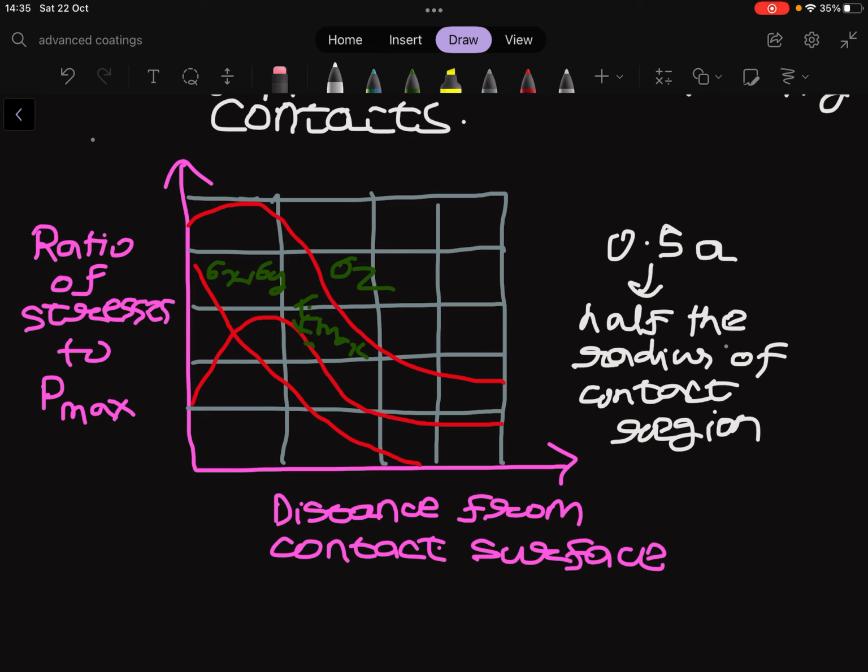The situation is different if we consider conformal contacts. For example, as we said, a piston moving inside a cylinder: surfaces with the same location of the center of curvature and the same curvature, or two flat surfaces sliding one over the other. If in this condition we apply a normal load, we have a typically much larger contact area, and then the average stress is much lower.